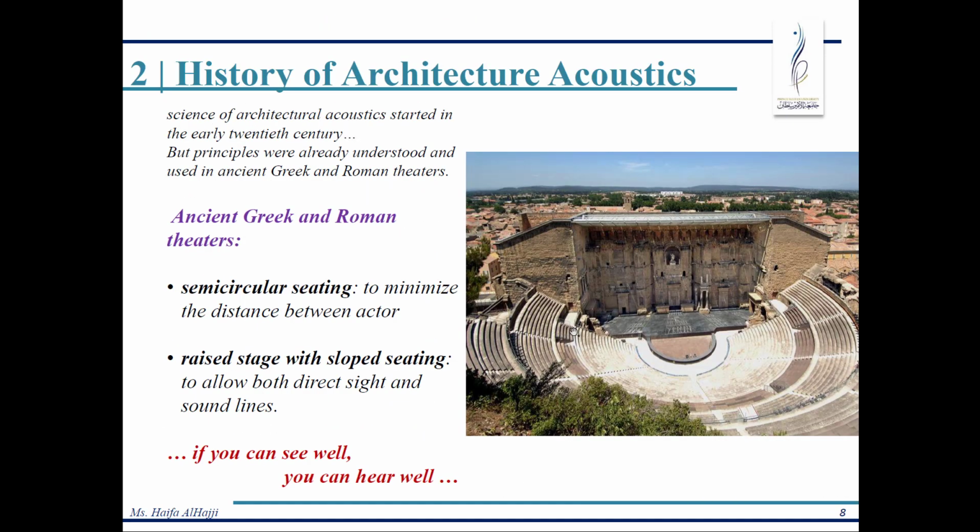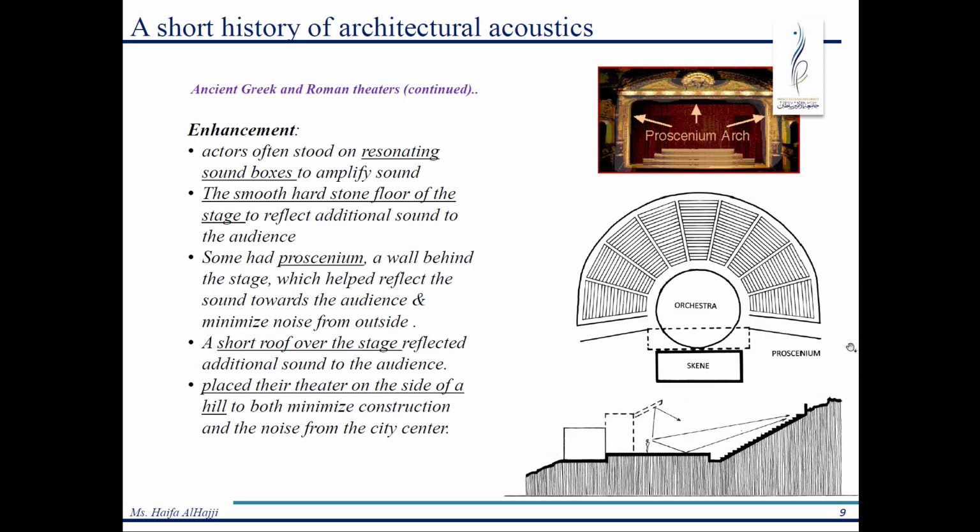Now let's get back to the history of architectural acoustics in ancient Greek and Roman theaters more specifically. When we look at this image, we see a couple of strategies being used to enhance the sound to reach the audience. The first strategy they used is semicircular seating. The semicircular seating helps all the audience be as close as possible to the source. This is my source in the middle, so the person sitting here will hear the same as the person sitting here.